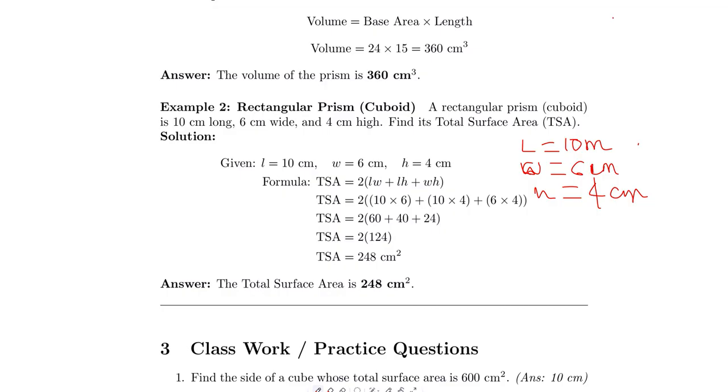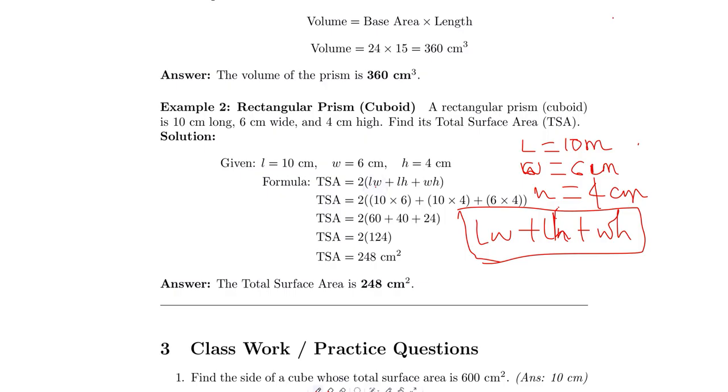Normally when you want to calculate the total surface area of a cuboid, remember we've done that before. The total surface area of a cuboid is LW plus LH plus WH. Check your notes or the video on cube and cuboid, and you will see this formula there. So what you are doing now is just multiplying it by 2.